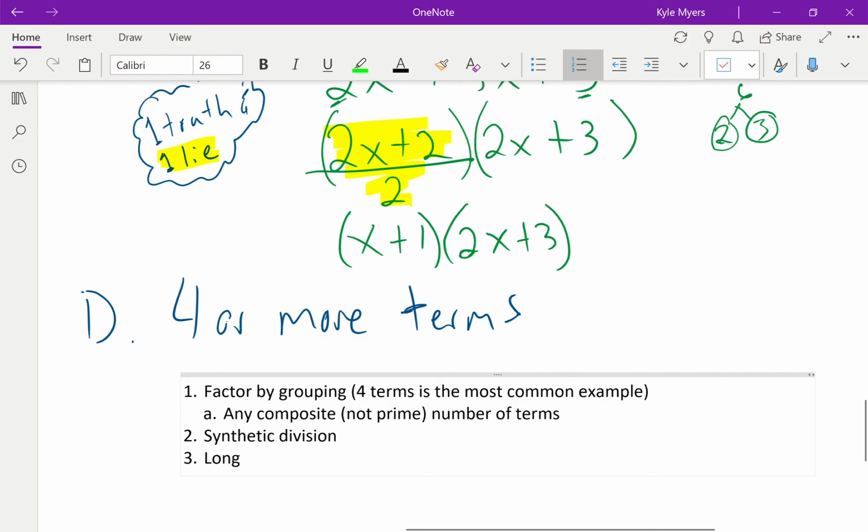The long division, and I don't mean like if I did 527 divided by 4, I don't mean that kind of long division. I mean long division of polynomials. So you can factor by grouping, you can use synthetic division, you can use long division, etc. Right? There's probably a few other methods that I didn't put in there. But yeah, so that's it. So if it has 4 or more terms, you're pretty much just going to look for factoring by grouping, synthetic division, long division, or some other method.